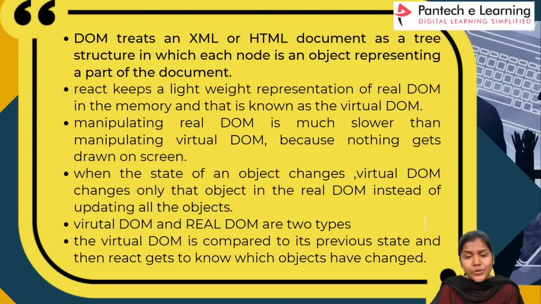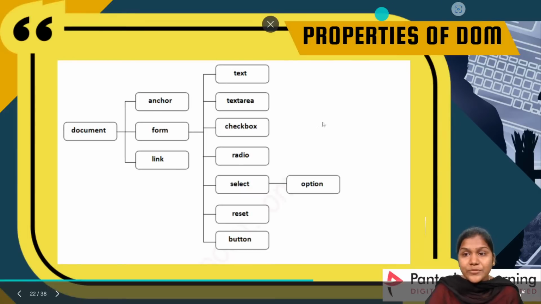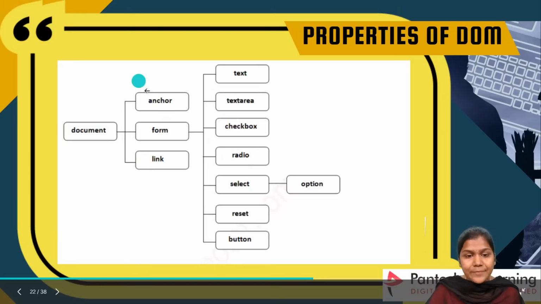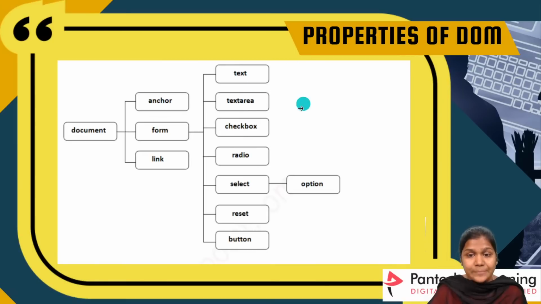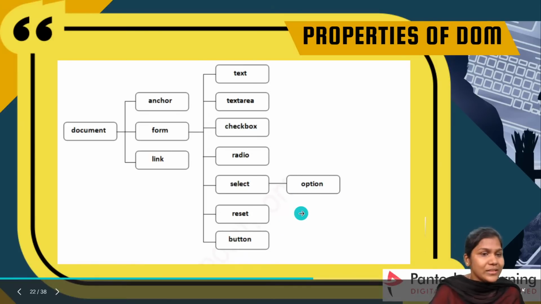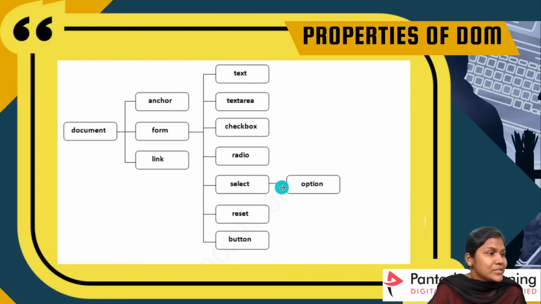Virtual DOM and real DOM are these two types. We already know that. The virtual DOM is compared to its previous state. Then React gets to know which objects have to be changed. So here come various properties now. You can see we can update forms, links, anything through this. The properties include text area, checkbox, radio, select options, reset buttons. All these are the various properties of this model. It's clear, right?